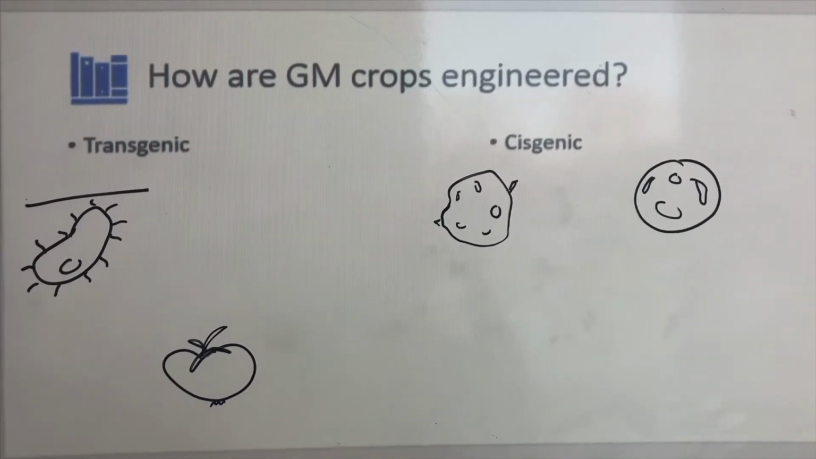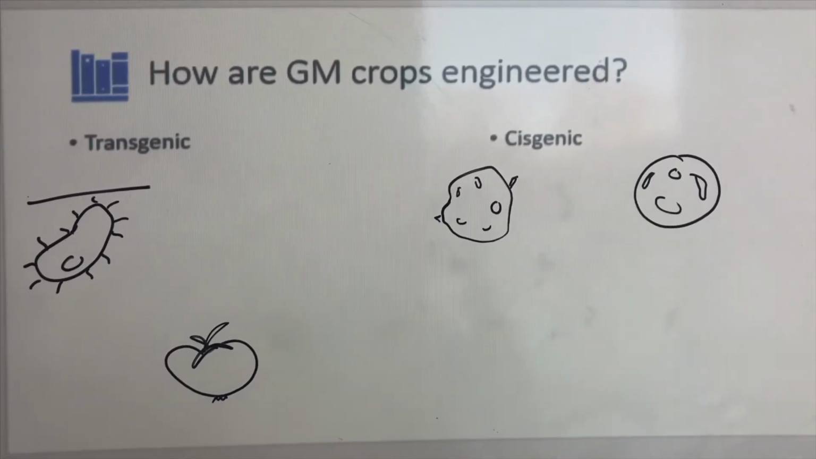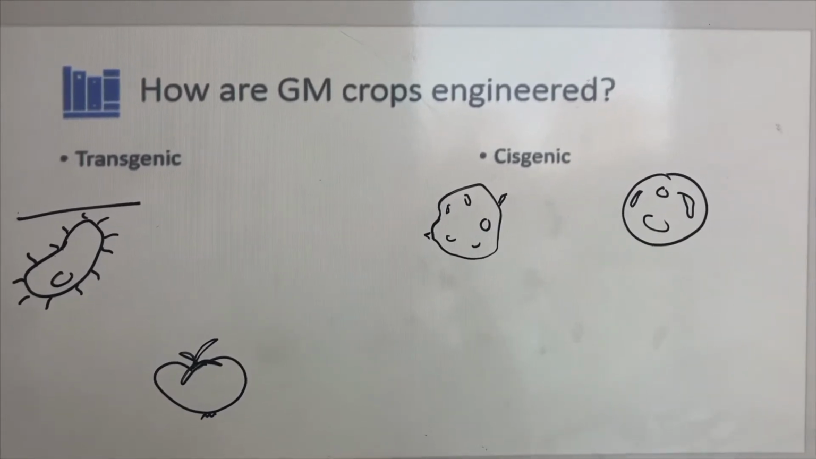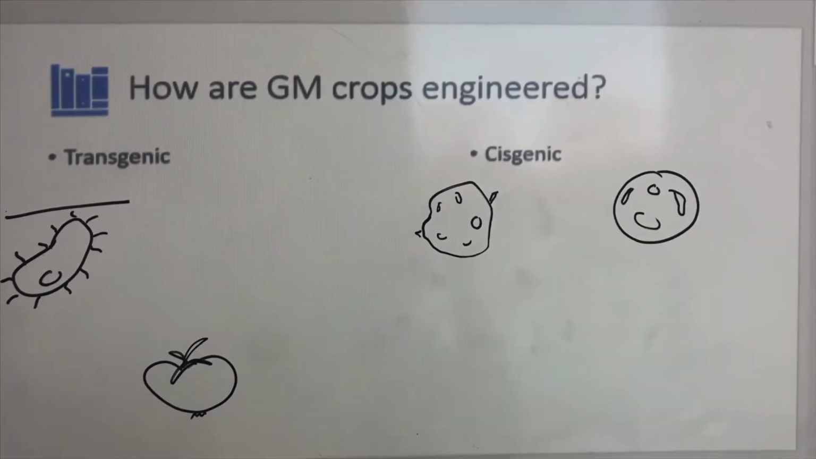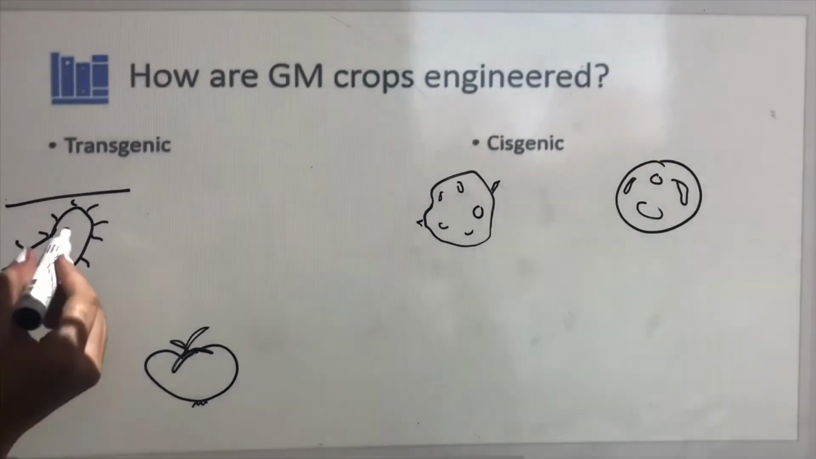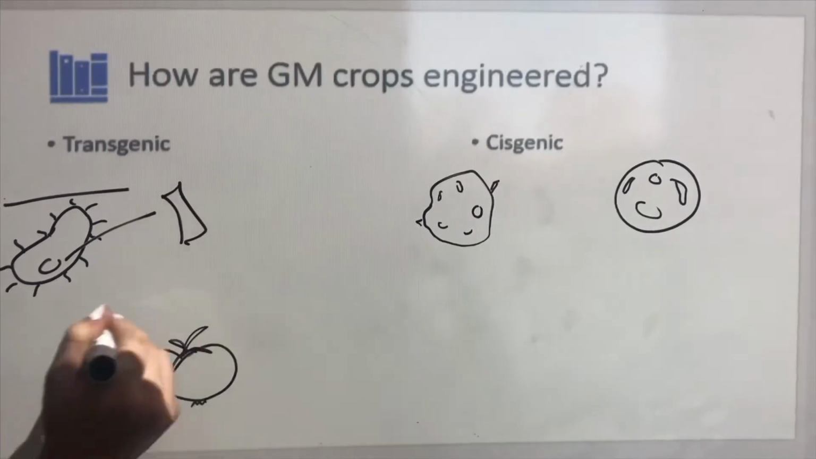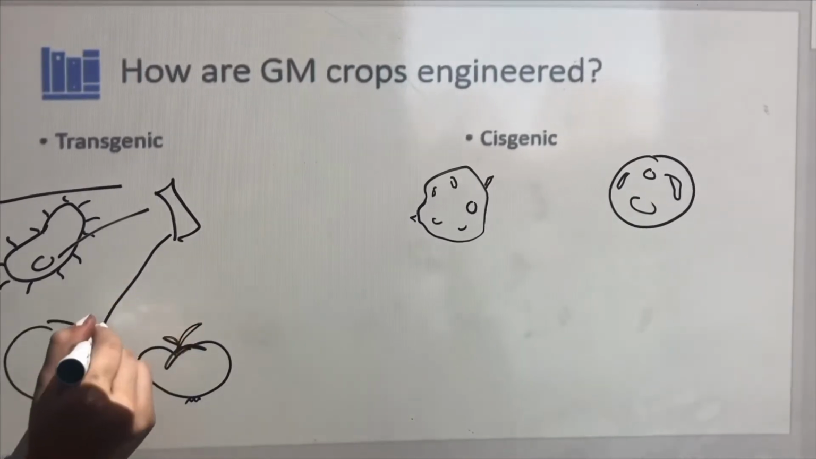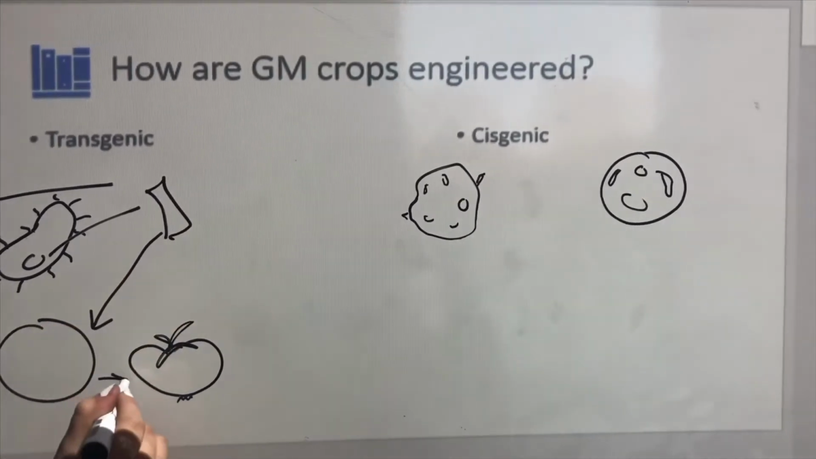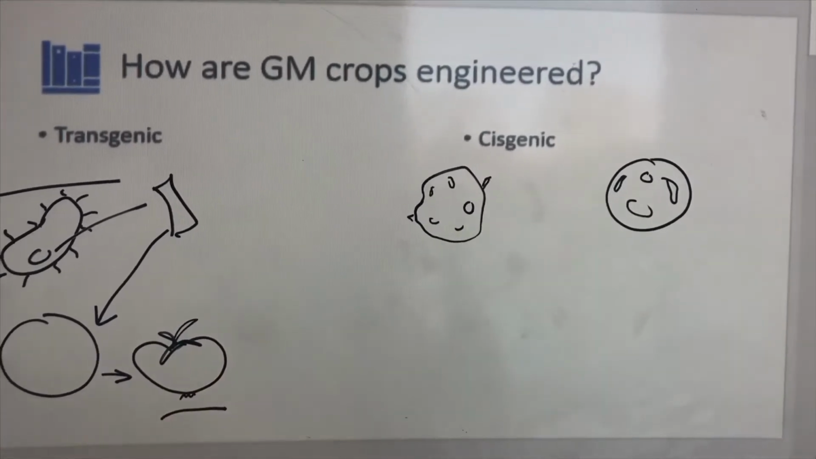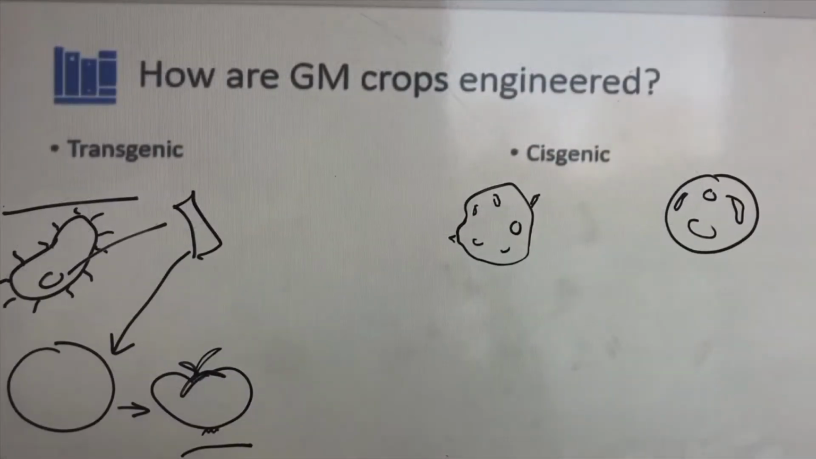So, there is the way to do it transgenically, which is when we take a gene from a different species and insert that into a product. So, for example, here we are taking out the gene from a soil bacteria, and then we are inserting that into a plasmid, and then inserting that into the tomato. And this, for example, would give the tomato a longer shelf life.